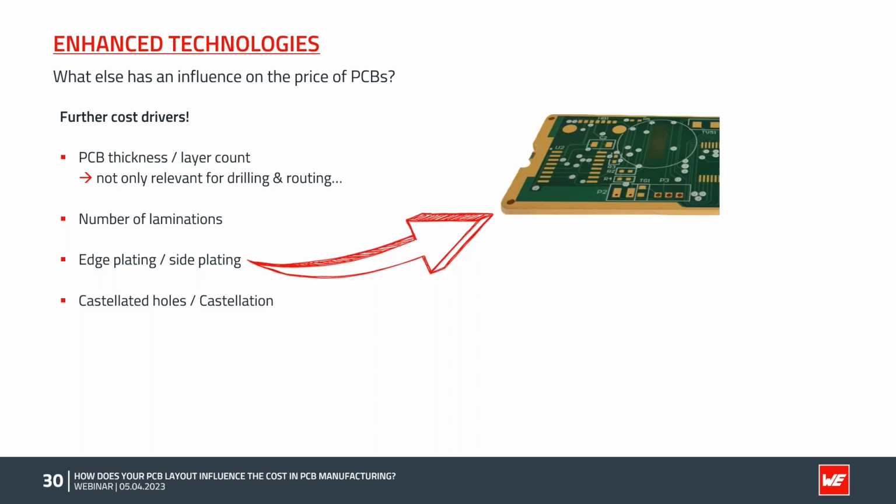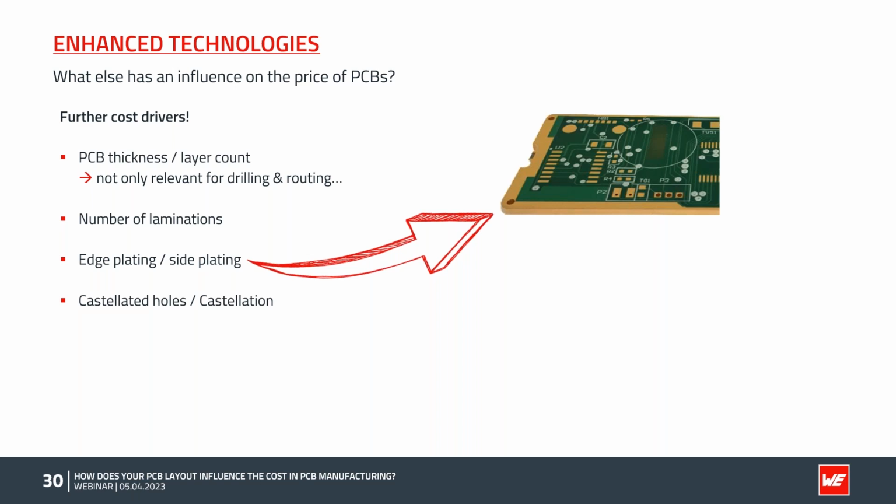Okay, so I will just repeat this slide. So the PCB thickness and the layer count on the one part is definitely a factor which you need to take into account, as well as the number of laminations being used. So if you go to the pressing department 1 time or 2 times or 3 times, there are quite a lot of processes needed before and afterwards. So you have to pay for all these processes 1 time, 2 times, or 3 times, and therefore the cost goes up. Then you have the edge plating, the side plating as an additional cost.